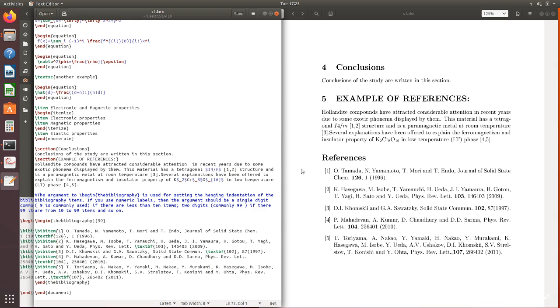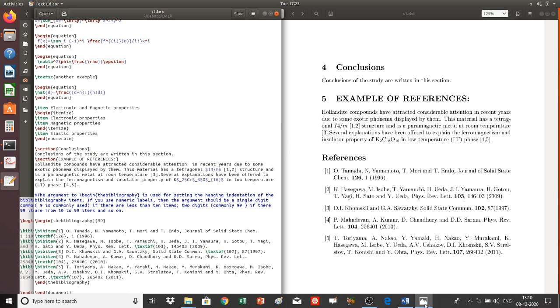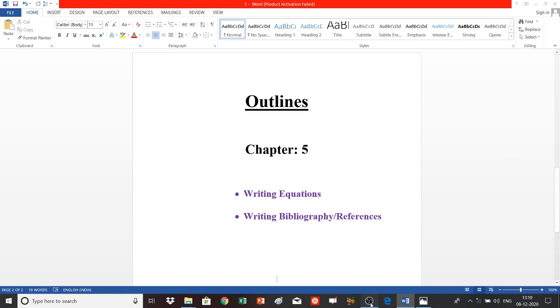So this is how to write the bibliography, how to cite or how to write references in your document. Just go through this, and this is the end of this lecture. I hope that you have understood everything, and you just have to go through all these things, and everything will be clear to you.